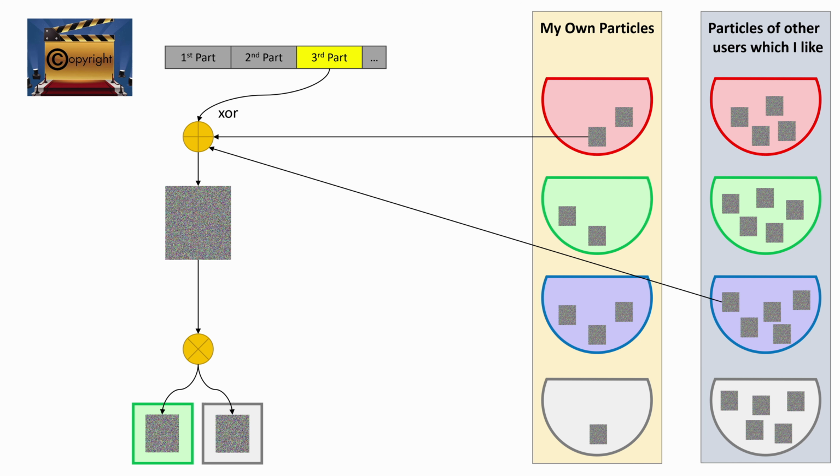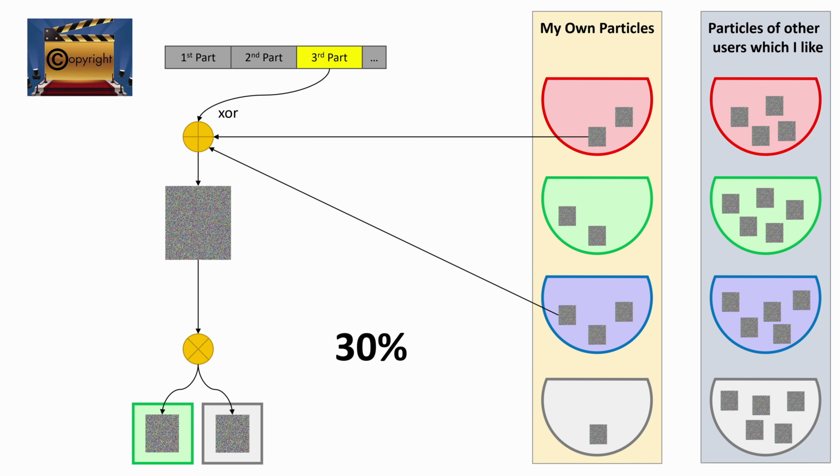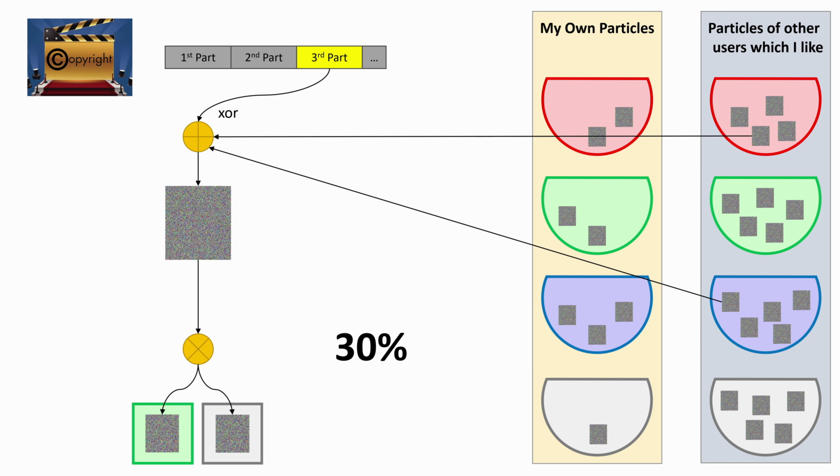It is highly recommended to use the 3-4-3 rule, where 30% of the time we entangle only to our own fragments, 40% of the time we entangle with one of our own fragments and one fragment from somebody else, and 30% of the time we entangle only to someone else's fragments.